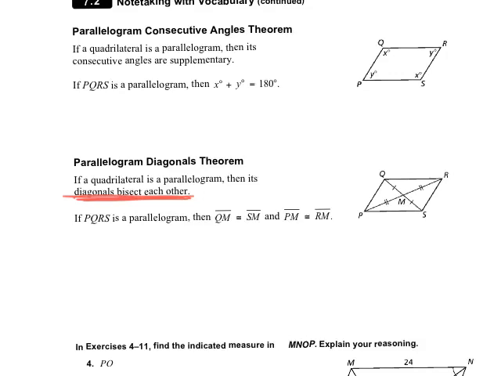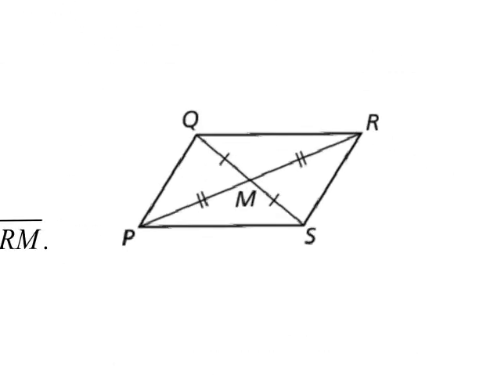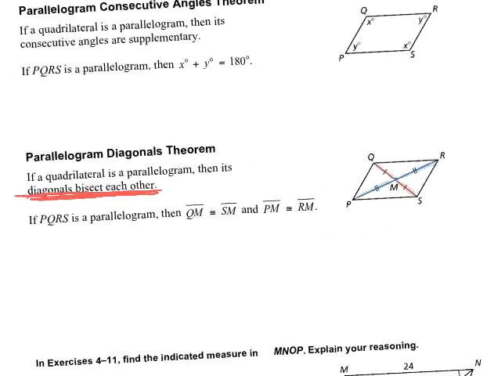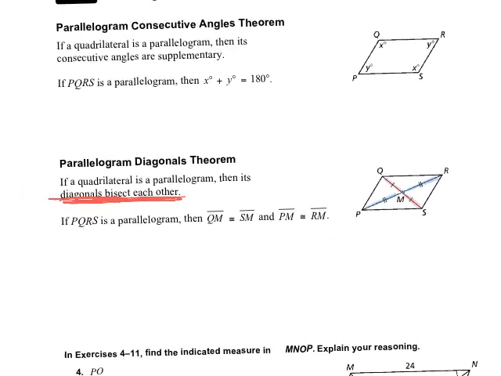Cuts it in half, right? So if I'm looking at this parallelogram right here, I know that QM is equal to MS because this is the bisector that cuts it in half. The same way that PM is congruent with MR because, again, this is the bisector. So the diagonals bisect each other, so I know that those two pieces are congruent to each other. So that's rule 3 and 4.